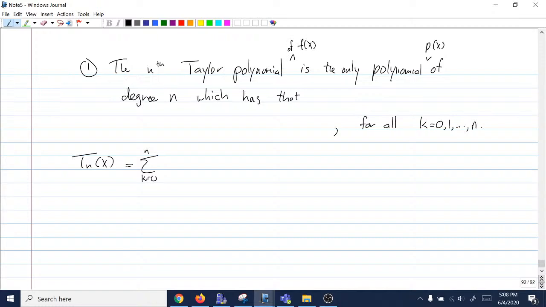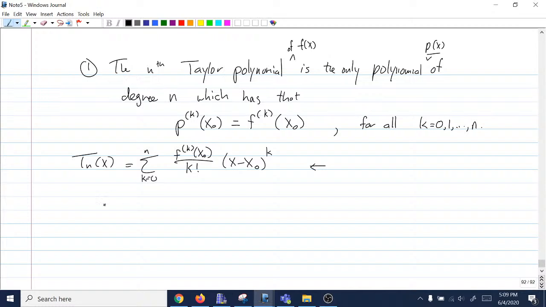The nth Taylor polynomial of f of x is the only polynomial p of x of degree n which has that if you take k derivatives of p and evaluate that at x naught, or if you take k derivatives of f and evaluate that at x naught, you get the same thing for all k from 0 to n. The Taylor polynomial was defined to be, you take the kth derivative at x naught, divide it by k factorial, multiply that by x minus x naught to the k, and you add those up from k equals 0 to n. It's pretty easy to check that this is true. I'm not going to try to prove this.